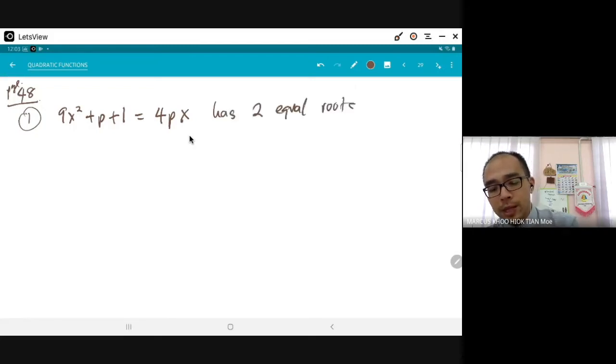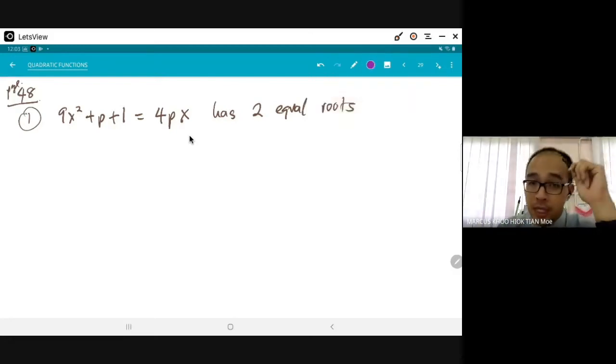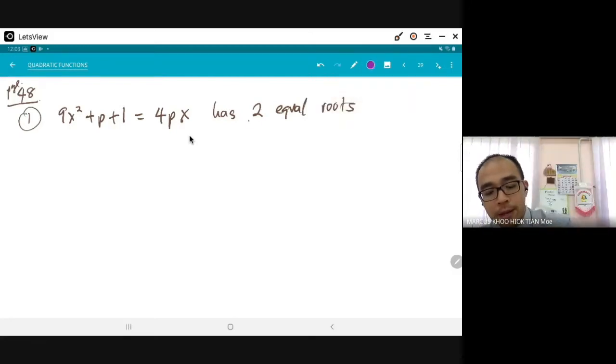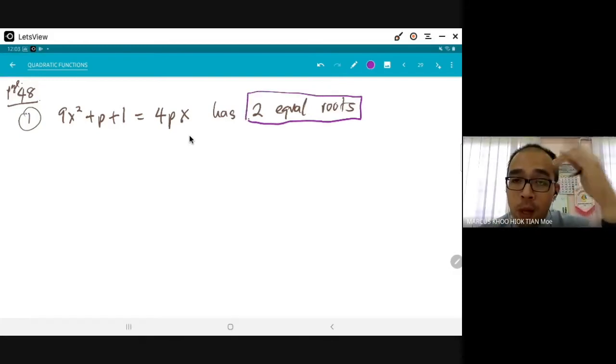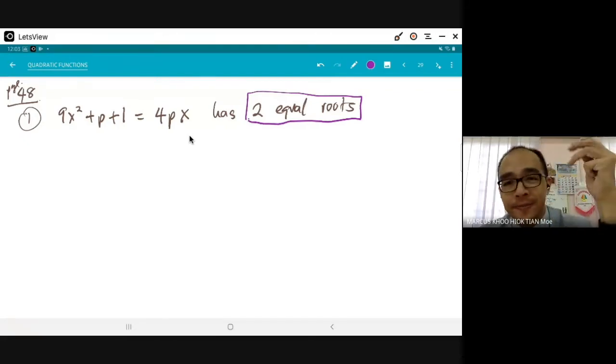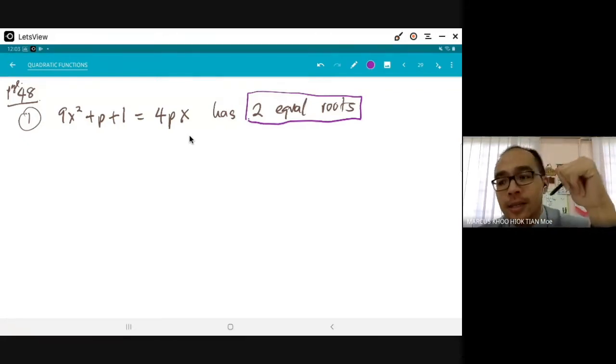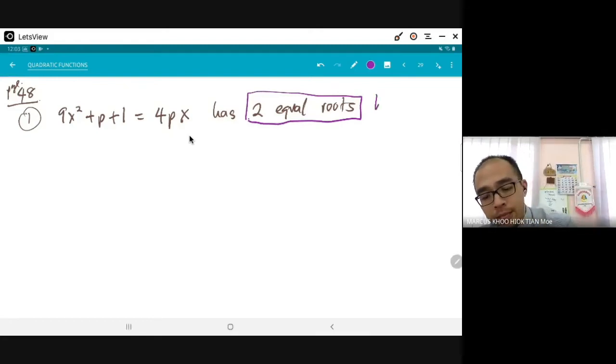Okay, so bila kita nampak soalan macam ni, the first thing we need to know is we need to understand apa maksud ini. Two equal roots means dia punya kategori apa? 1, 2 or 3? The word is equal. Equal roots means kategori 1 ke, 2 ke, 3? Kategori 2 bahkan. Dan kategori 2, dia punya syarat adalah B squared minus 4AC equals to 0. Itu dia punya syarat.